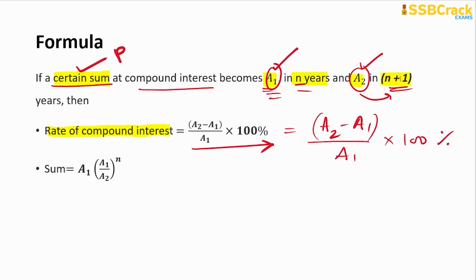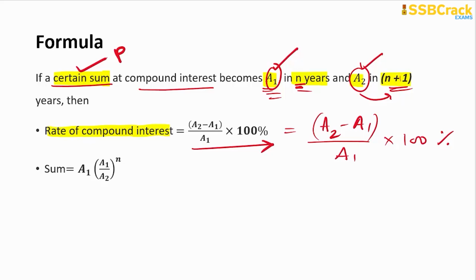Alright, so this is the formula and you can easily check it by reading the question. They will give you two amounts which are accumulated by calculation of compound interest for a certain sum of money, for two subsequent years only. Understand, A1, A2 are not any two amounts. They are amounts for two consecutive years only, n and n plus 1 years, differing by 1 year. Then only this formula is applicable.